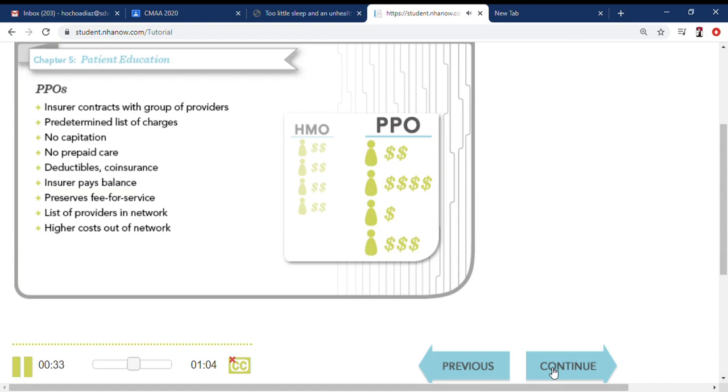Providers like this model because it preserves the fee-for-service approach, where the provider is reimbursed for the care she gives. When a patient has coverage under a PPO plan, the provider treats the patient and then bills the PPO. To choose providers, subscribers receive a list of those in the network. Rates of those providers are typically lower than those outside the network. So, if a patient goes to an out-of-network provider, the out-of-pocket costs are higher.